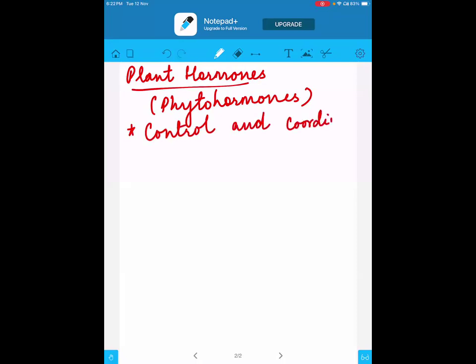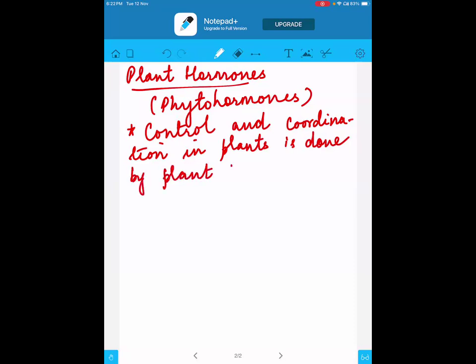So control and coordination in plants is done by plant hormones. Because of these hormones, that will be happening. So when we talk about plant hormones, what are they? They are the chemical messengers which help them for growth and development.